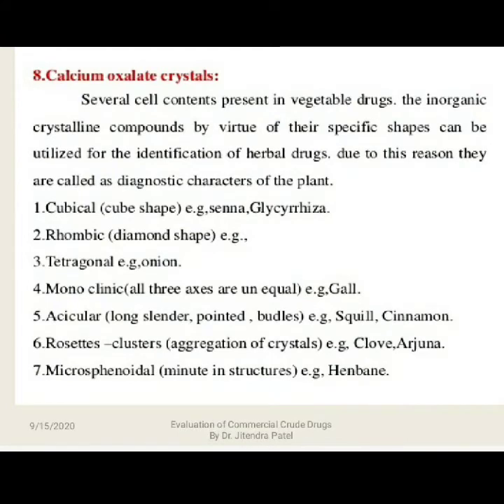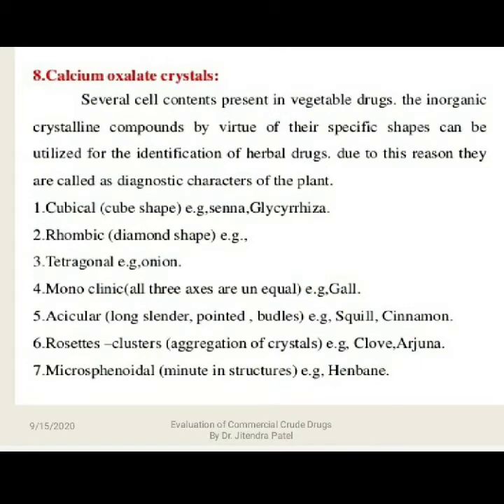Several cell contents are present in vegetable drugs. The inorganic crystalline compounds, by virtue of their specific shapes, can be utilized for the identification of herbal drugs. Due to this reason, they are called diagnostic characters of the plant. Right, for the human being, diagnostic characters may be enzymes, blood, RBC, WBC, mucocytes, SGOT, SGPT, like that. So many things are diagnostic characters to identify any disease or disorder. Likewise, in the plant, the calcium oxalate crystal is one of the diagnostic characters.